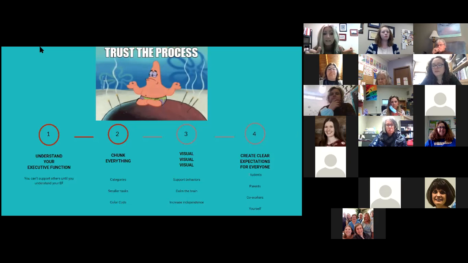Chunk your own things. I have to chunk all of my work materials into binders, or I have color-coded baskets even for all of my visual supports in my life skills class, and all the things that I teach. I have to chunk that stuff too.